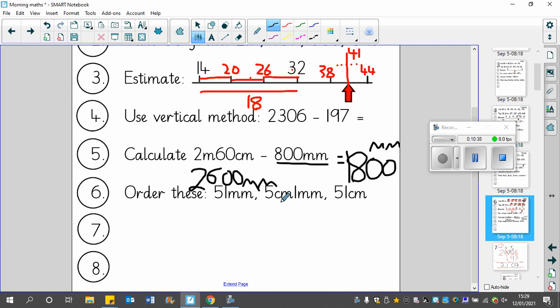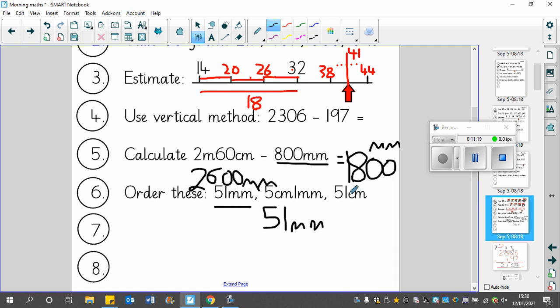And last question. 51 millimeters, 5 centimeters, 151 centimeters. Right, let's put everything into millimeters. This one, it can stay. 5 centimeters, 1 centimeter is how many millimeters? Think about it. Of course, it's 10, isn't it? So 2 is 20, 3 is how many? 4 is how many? So 5 is 50. Now I'm not going to put the 0 because we've actually got another one here. So 50 add 1 is 51. So that's 51 millimeters.